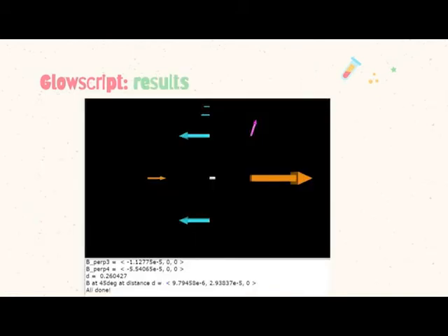Here are the results of my VPython code. This code created a magnet with arrows being the magnetic field. The orange arrows are on axis, the blue is on the vertical axis, and the purple arrows are at a 45-degree angle. My magnetic field at a 45-degree angle at a distance d is equal to 9.8 times 10 to the negative 6, 2.9 times 10 to the negative 5, 0 teslas.